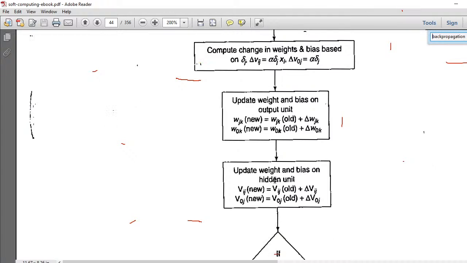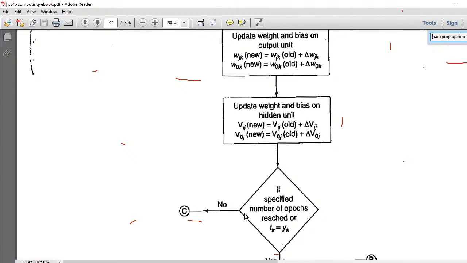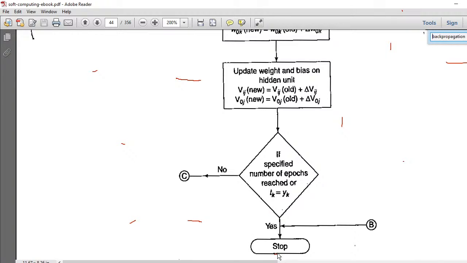And after this updation has happened, the last step will be: if the specified number of epochs is reached, for example, if it's specified that you carry on till 40 epochs or 50 epochs, then you must stop. Or if tk has reached yk, so that whatever target is given is similar to the actual output, then you must stop, right? So whatever condition is reached, you can stop finally. If it is yes, you can stop. If no, then you can go to C, that means you can start a new iteration again. C is this one.